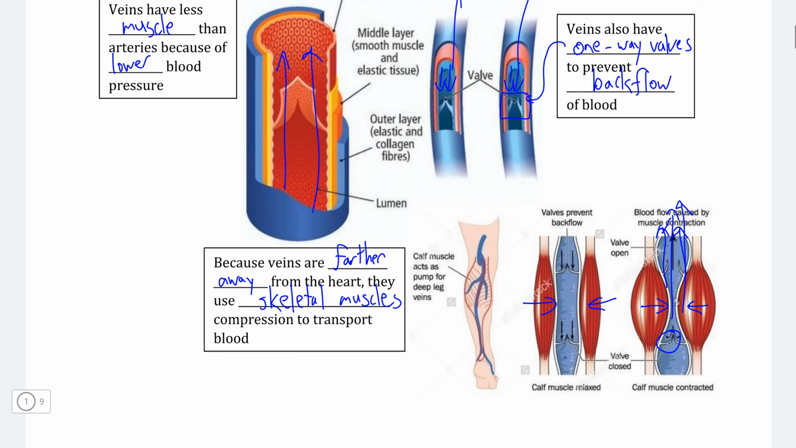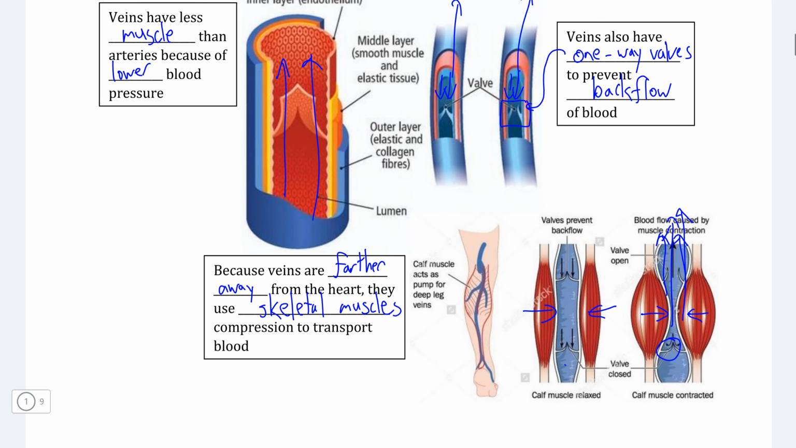And this combination of one-way valves as well as close proximity to the skeletal muscles ensures that blood flow is able to make it through veins back to the heart, despite being farther away from the heart and not being able to use the blood pressure from the heart in order to get back.